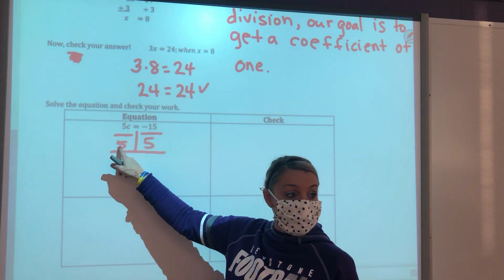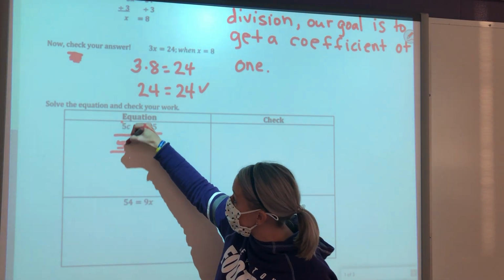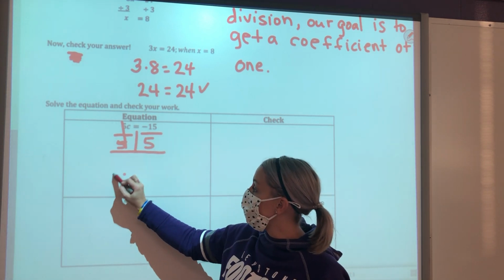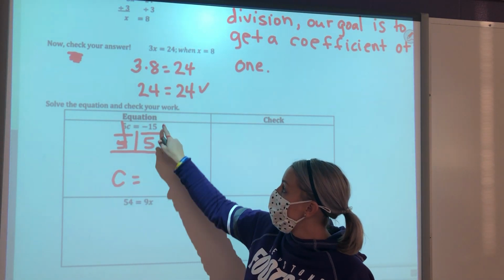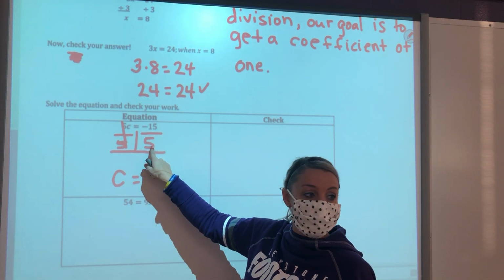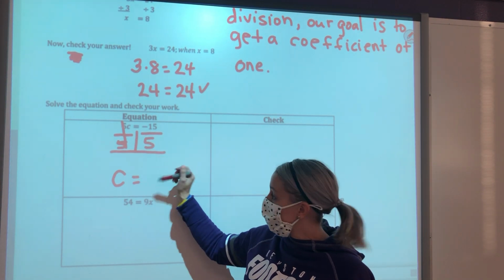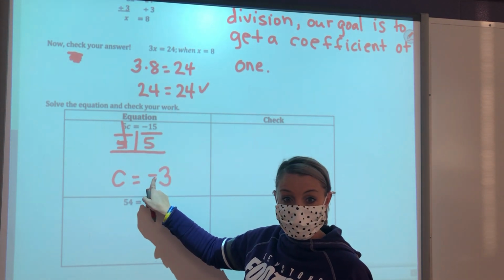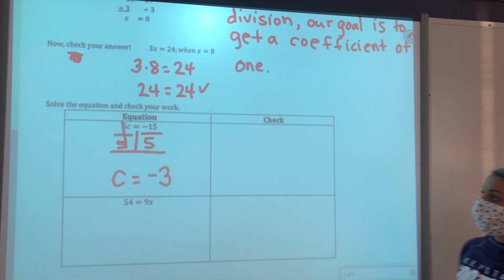So 5 divided by 5? 1. So that cancels each other out because it's just 1, and I'm left with c. Negative 15 divided by 5? Not 3. Negative 3. Negative divided by a positive is a negative. I thought I got the answer. I forgot to put the negative. I'm good.